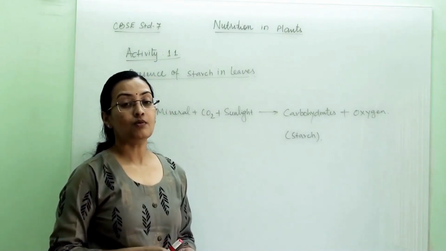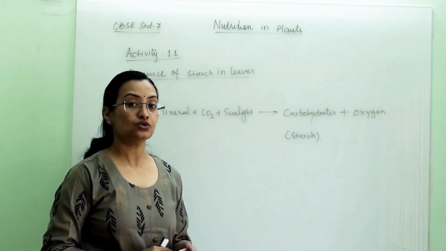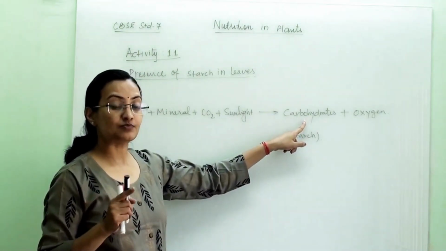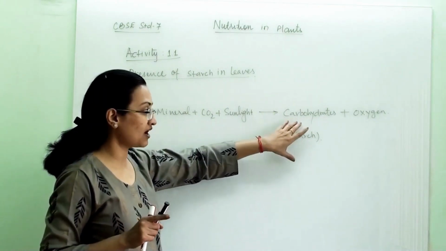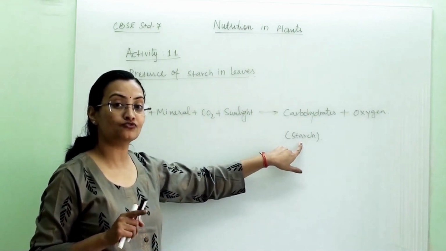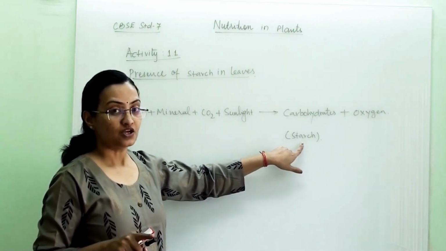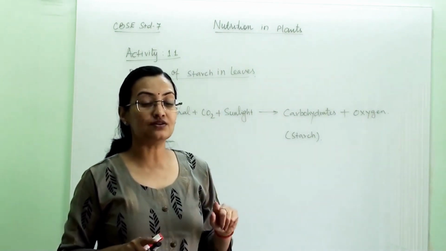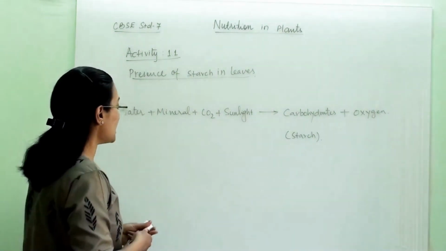When we are talking about the photosynthesis process, we know that plants are making carbohydrates. The plant is preparing its food in the form of carbohydrates and storing this carbohydrate in the form of starch in the leaves. So if we want to check the presence of starch in the leaves, here we are using iodine.